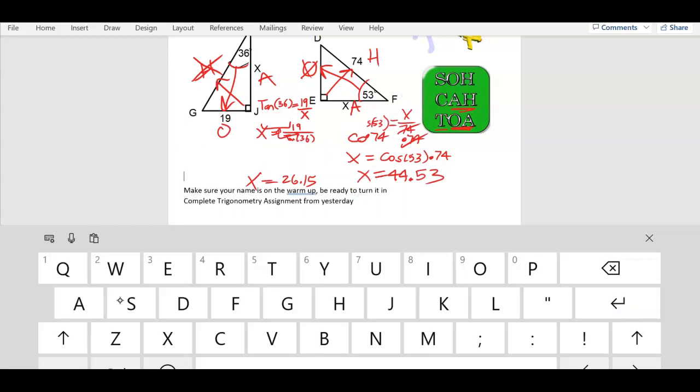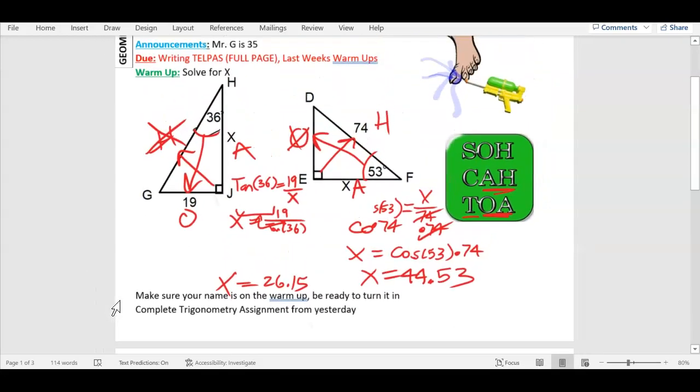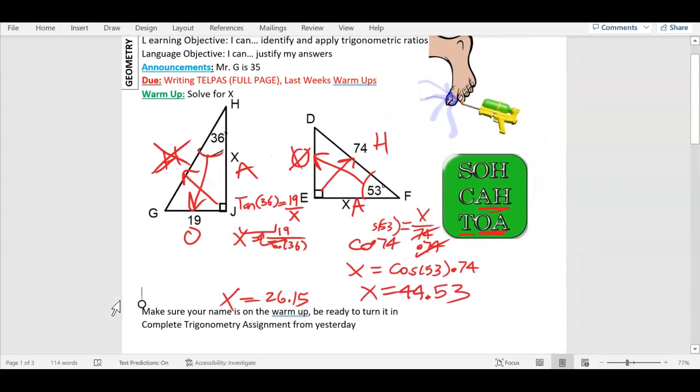Cool. Now, here's what you want to do. You want to make sure your warm-up is done with your name on it. We're going to come pick them up here in a second. Your job today, I'm giving you plenty of time to do the trigonometry assignment that we worked on yesterday. Today, we're moving on to inverse trig and beyond. You've got to finish this.